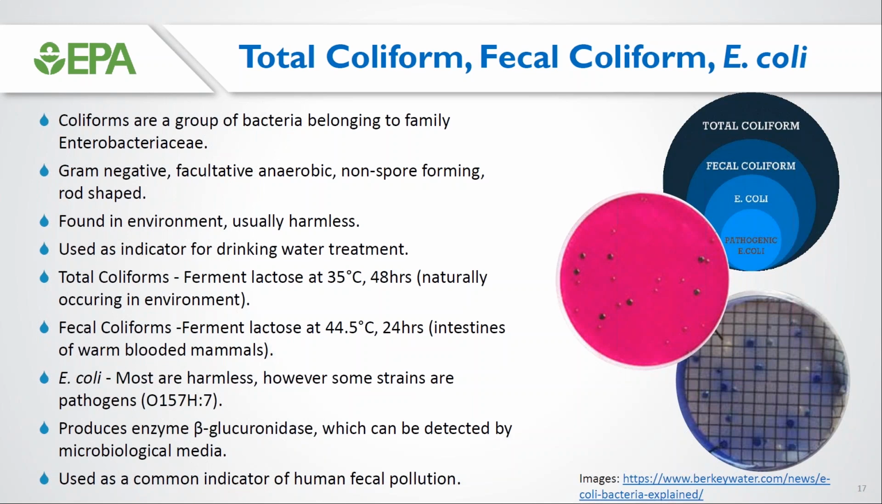Now, with every good indicator, there are also some negatives to how well of an indicator they actually are. But by and large, these indicators have been used throughout the United States for our drinking water treatment as evidence that our treatment processes are working. So there's a relationship between total coliforms, fecal coliforms, E. coli, and pathogenic E. coli that I don't know that everybody quite understands. Total coliform is like the big group of these organisms.